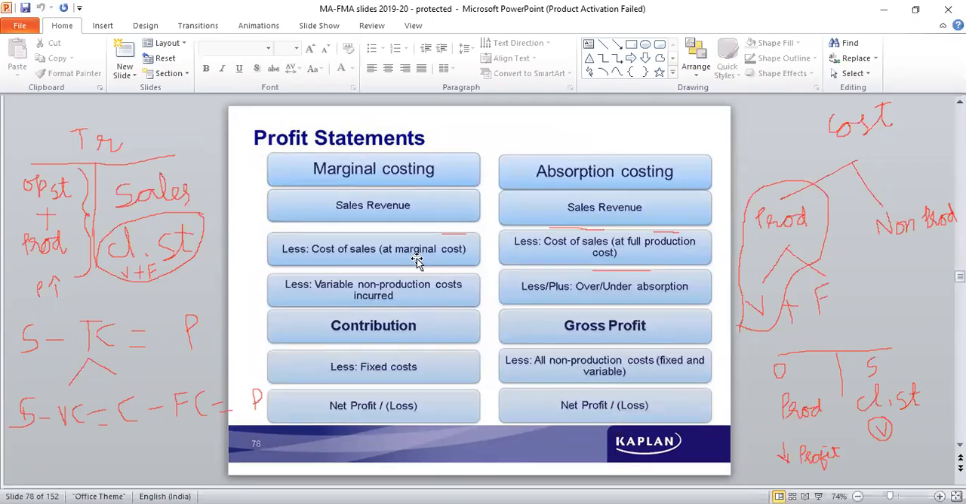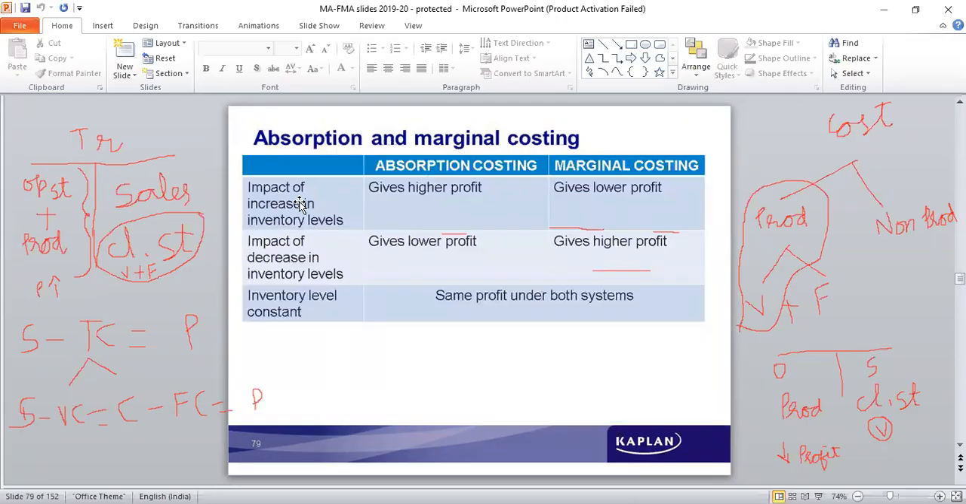What is the profit statement? This is the format. Under absorption costing, sales minus cost of goods sold. All the costs are taken. Any adjustment for under or over absorption, then gross profit. Here, under marginal costing, they make a distinction between marginal cost, that is variable cost. Clearly, marginal cost is deducted, then the variable non-production costs are deducted. All variable costs, contribution, less fixed cost. Both the production fixed cost and non-production fixed costs are deducted. These are the formats.